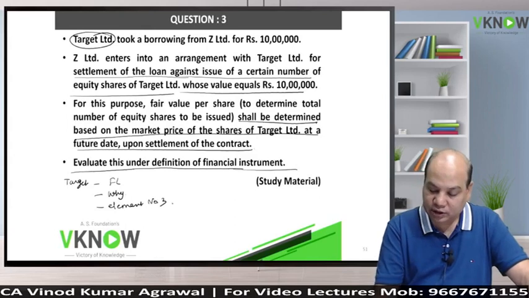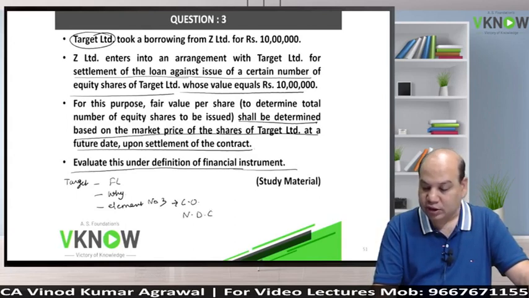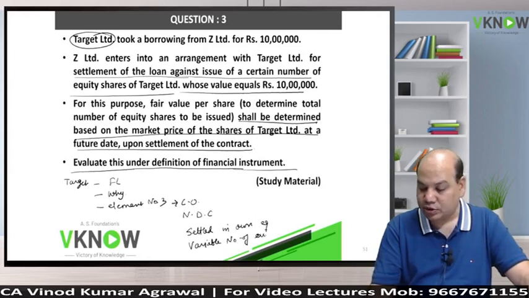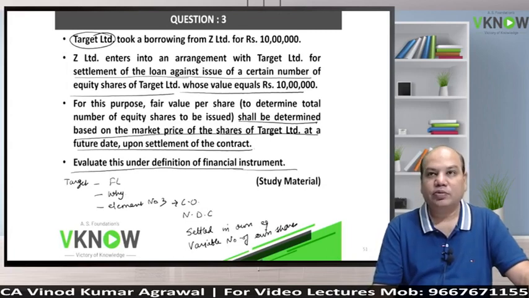And what is that element number 3? Contractual obligation, non-derivative contract, settled in own equity shares, variable number of shares. 4 points are there. Variable number of own shares. So therefore it will become a financial liability.